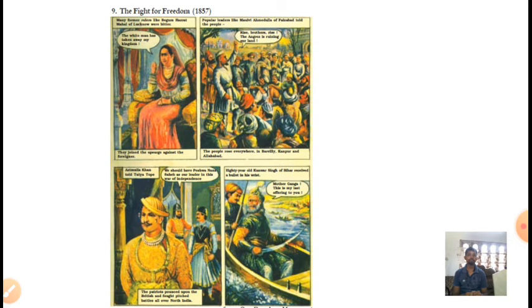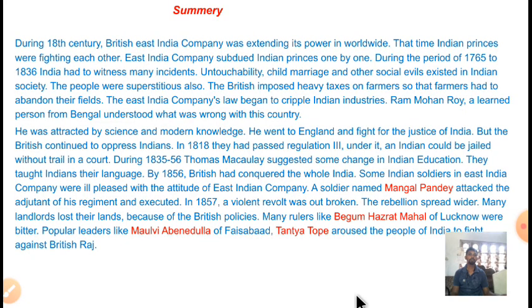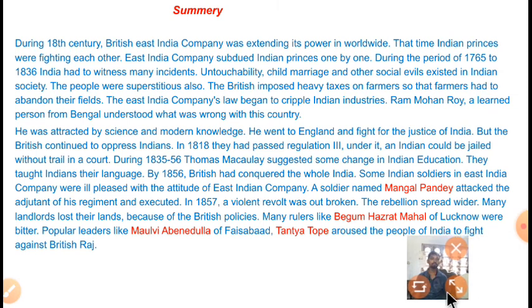So this was the chapter, the glimpses of the past. Just a few pictures are given about the past history, how India was enslaved by the British, and how Indian people fought against the British people. So let's come to the summary. You have to go through the summary so that you can understand better. Let's read out the summary.